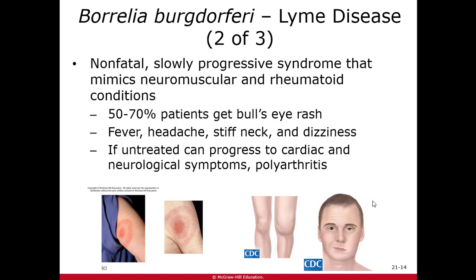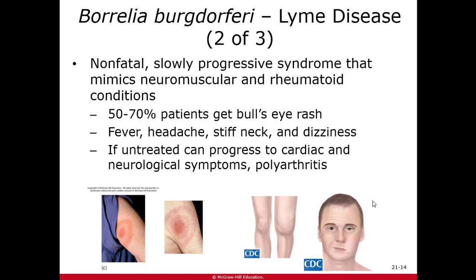Not everyone gets a bullseye rash. Only about 50 to 70% get the bullseye rash, and it might be on your scalp where it's covered by hair and you wouldn't even see it. However, some of the other symptoms, if you don't get that characteristic bullseye rash at the tick bite site, are fever, headache, stiff neck, dizziness. Usually you realize your body's fighting something off. And a lot of times I hear individuals say they woke up, their joints were swollen, they couldn't move them very well, they were just very stiff.